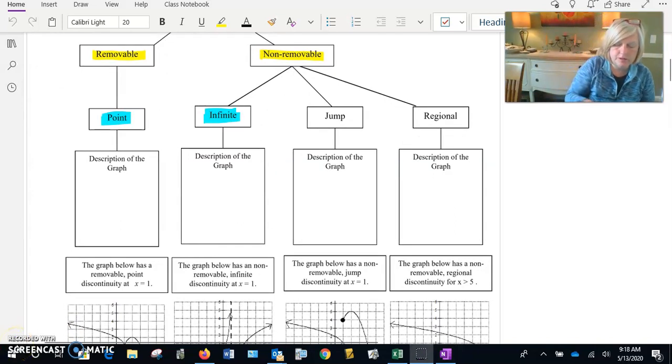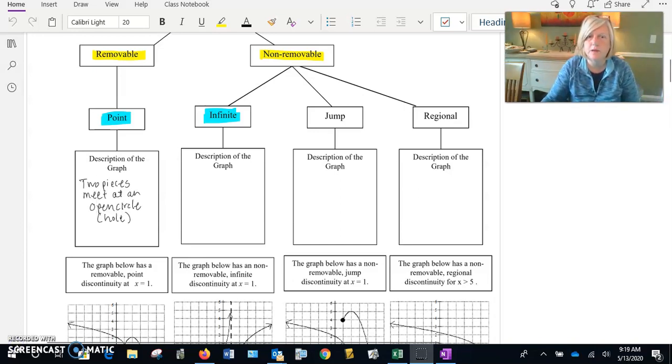All right, so description of the graph: a point discontinuity, two pieces of your graph are going to meet in a single point, hence point discontinuity, and that point is a hole. So two pieces meet at an open circle on the graph, quote unquote, a hole.